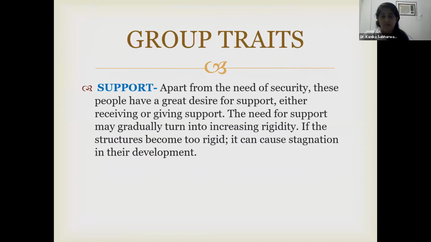Support, I have already told you. Now I want to tell you what happens next. When someone requires a lot of support, it may gradually turn towards rigidity. So when I'm so concerned about my structure, I can make my structure very hard and rigid, so nobody can penetrate that. And if my structure is rigid on top of me, it causes stagnation in my own development because even I can't cross that boundary.